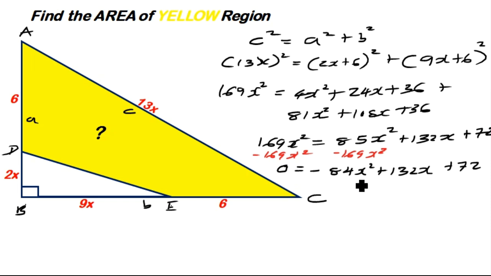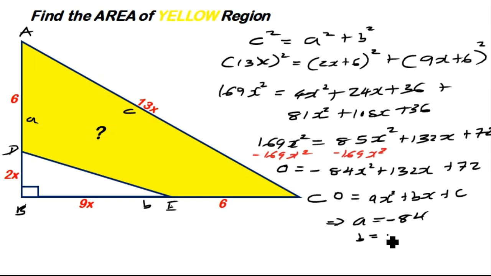Now you see this is a quadratic equation which is in the form 0 equals ax squared plus bx plus c. So this implies that a, the coefficient of x squared, is negative 84, b, the coefficient of x, is positive 132, and c, the constant term, is 72. So you can use the quadratic formula or factorization, whichever method, to find the value of x.